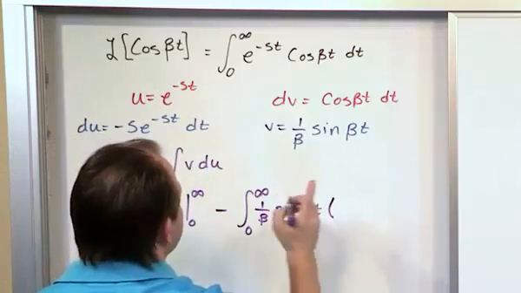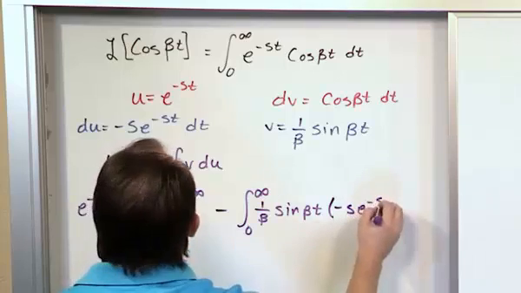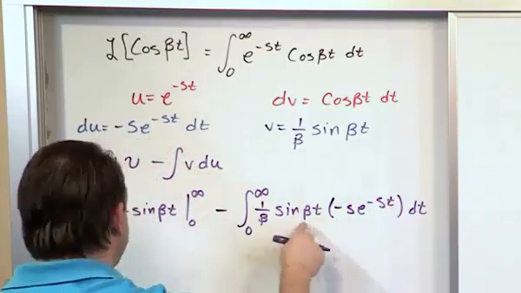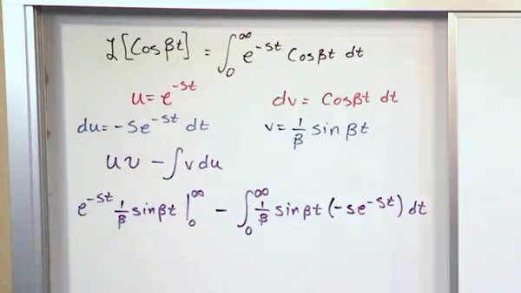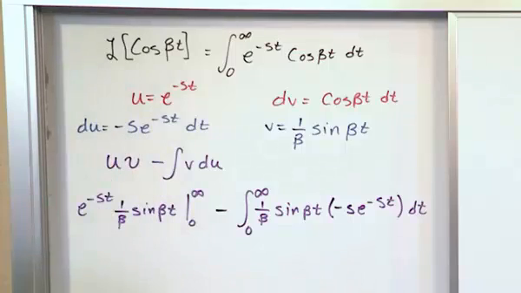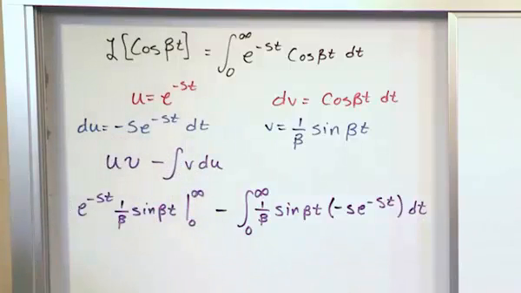That's v. Du is this guy here. So I'm going to put a parenthesis so we don't get confused. It's minus s e to the minus st dt. If I didn't put the parentheses, you might think these were subtracted, but these are really multiplied together. So it's uv minus integral v du. All right, it looks really ugly, and in truth, it's really not that hard, but you do have to be cognizant of getting the signs and everything right.